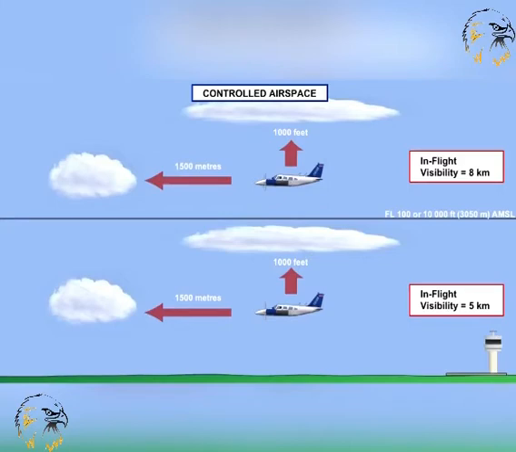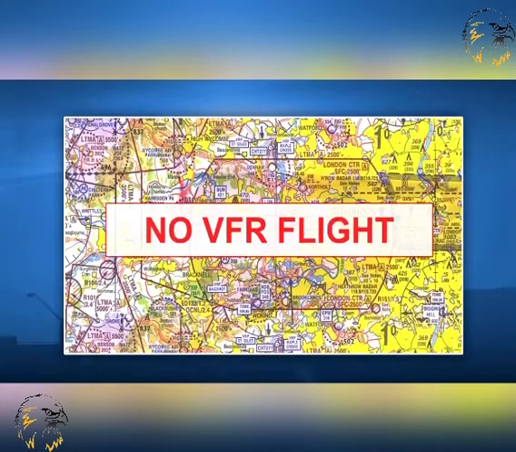Here are the VMC minima again, this time for controlled airspace. Remember that no VFR flight is permitted in Class A airspace, such as the London Heathrow Control Zone, or in any United Kingdom airway.